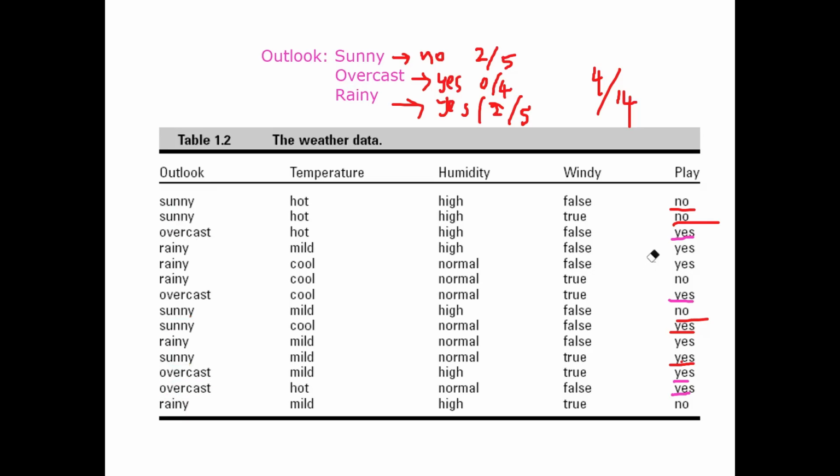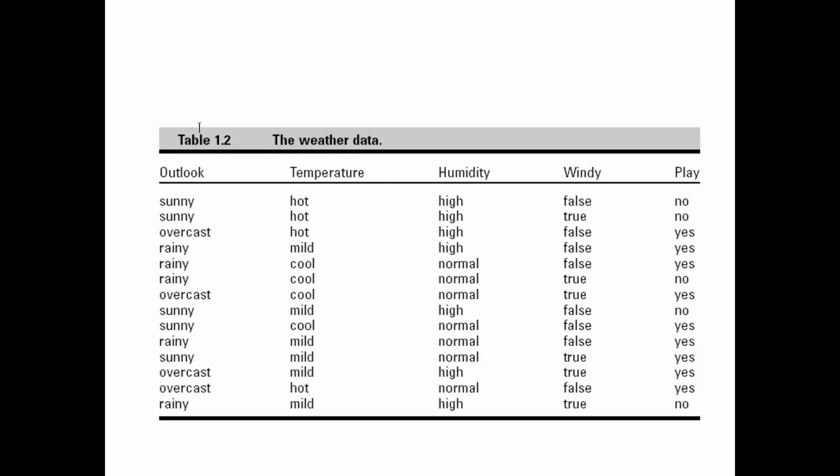Similar to this one, small homework: find the values for temperature. If you do, let's say for temperature, we have hot, we have mild, we have cool. So for hot, for example, we have no, no, hot again no, hot again yes. If you go down here, we have one hot here, that is yes. So no, no, yes, yes. That is what we have, right?